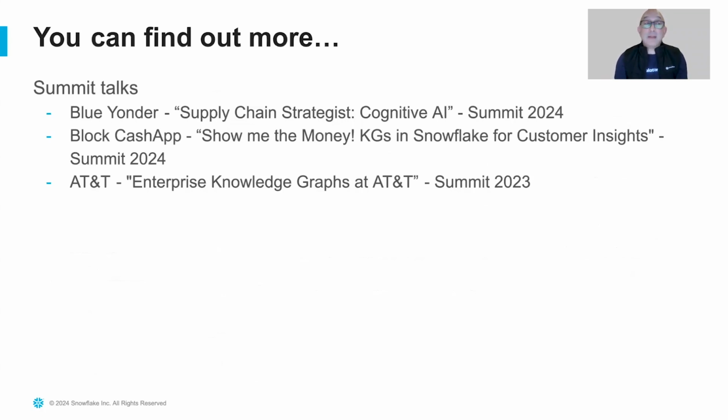You can find out more about the Blue Yonder case study by seeing the recordings from Summit 24. The talk was called Supply Chain Strategist. We also have talks from our work with Cash App, where really interesting work on applying knowledge graphs to their problems. And then at Summit 23, AT&T gave a talk about how they use our relational knowledge graphs in their context.